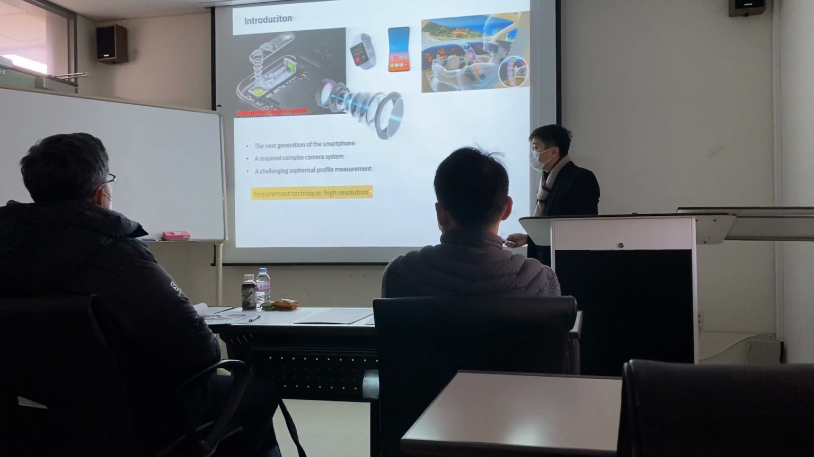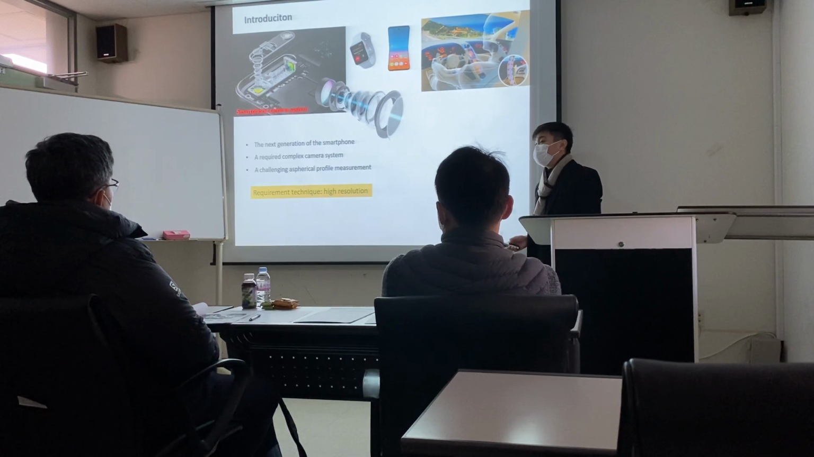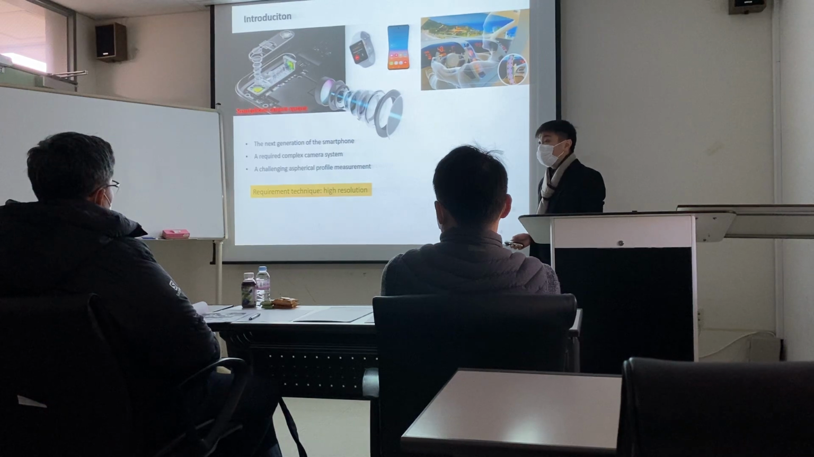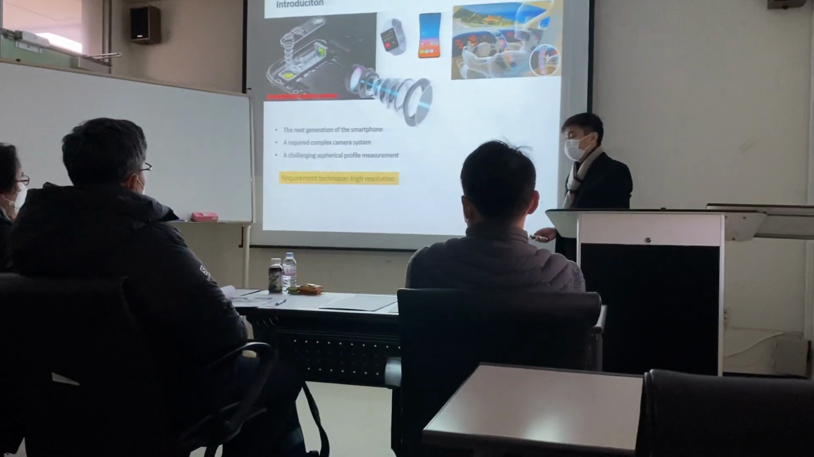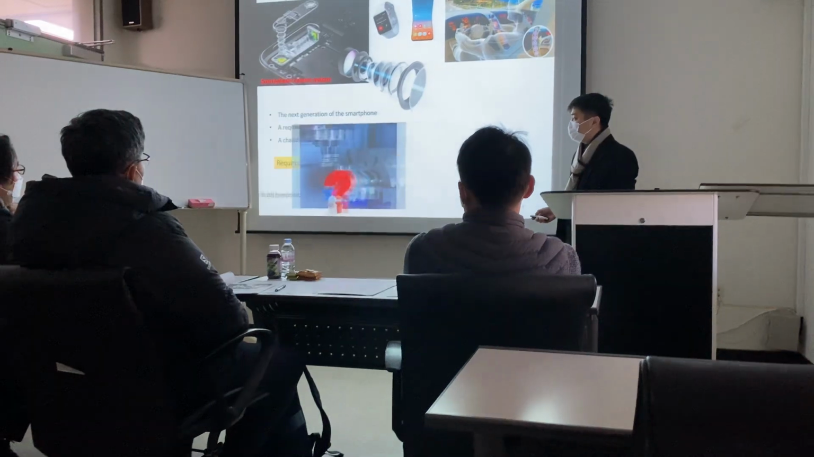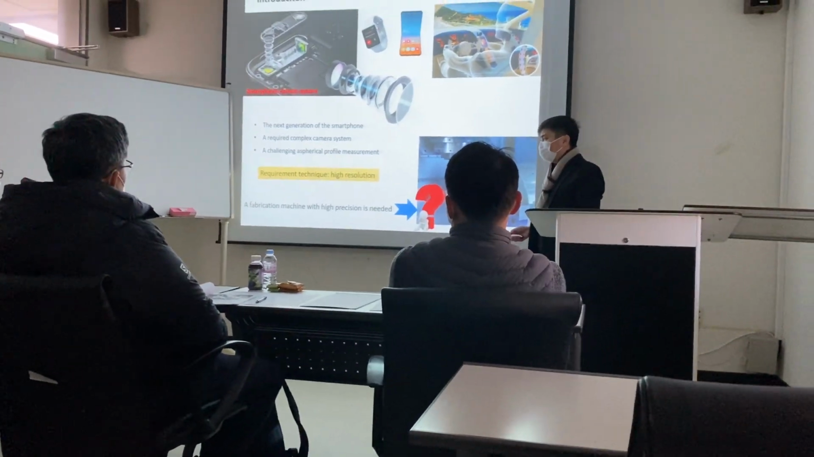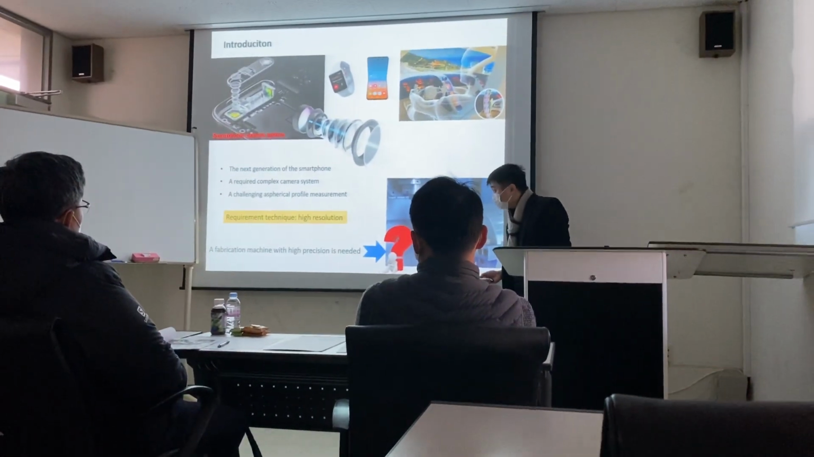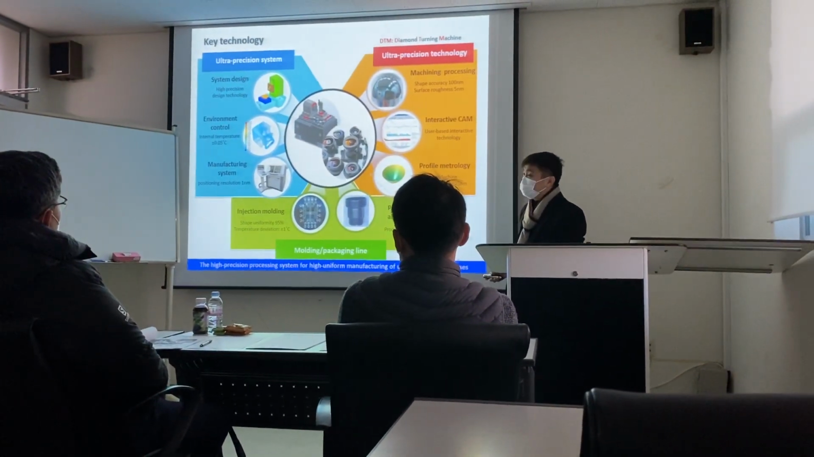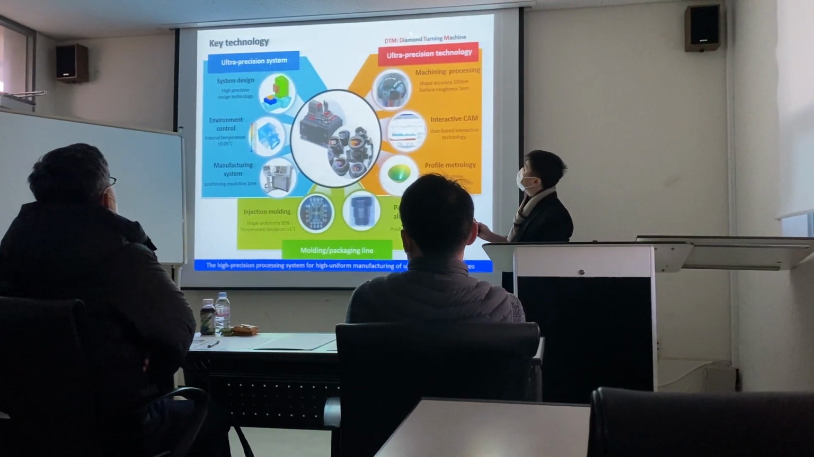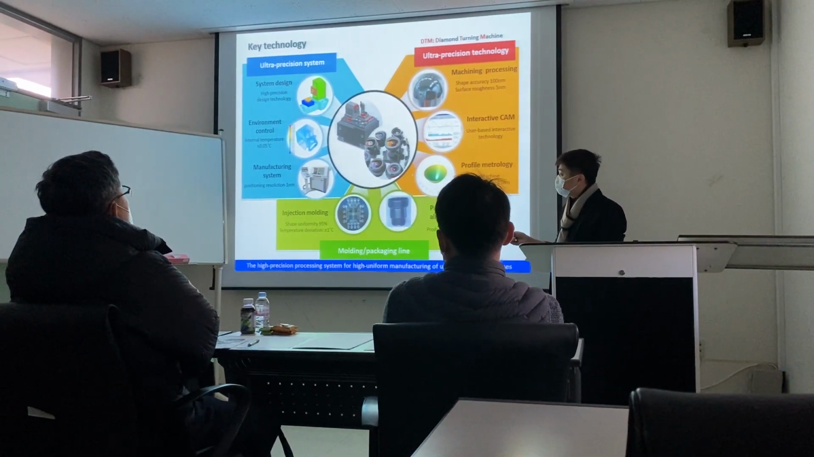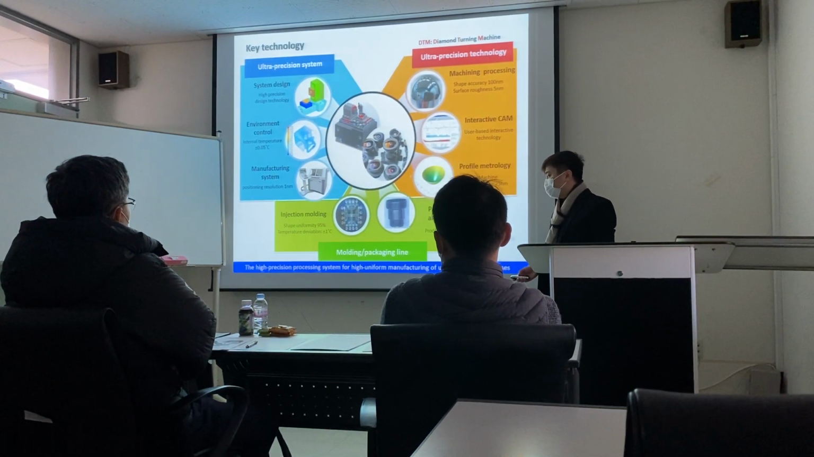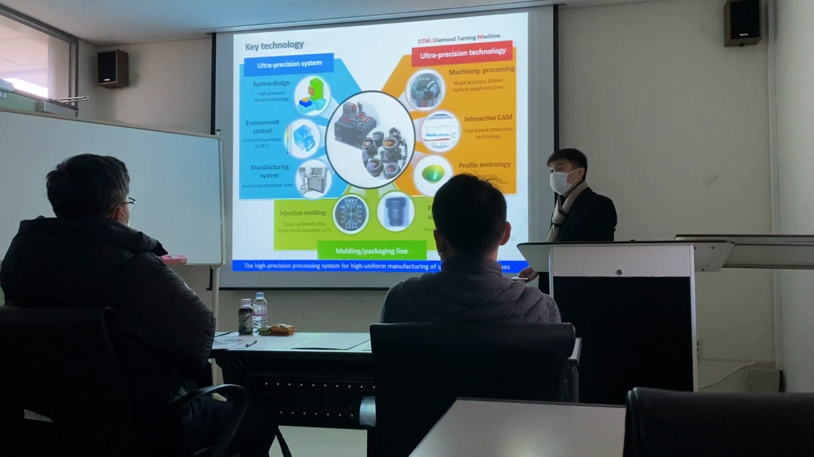The aspheric surface is still a challenge for any optical engineer and researcher, with the requirement of high resolution for fabrication and measurement. The problem is we have to build a machine with high precision to fabricate and measure it. This is the machine, a DTM machine. DTM means dynamic turning machine. This is a project for a high precision processing system for high uniform manufacturing of ultra small optical lenses.